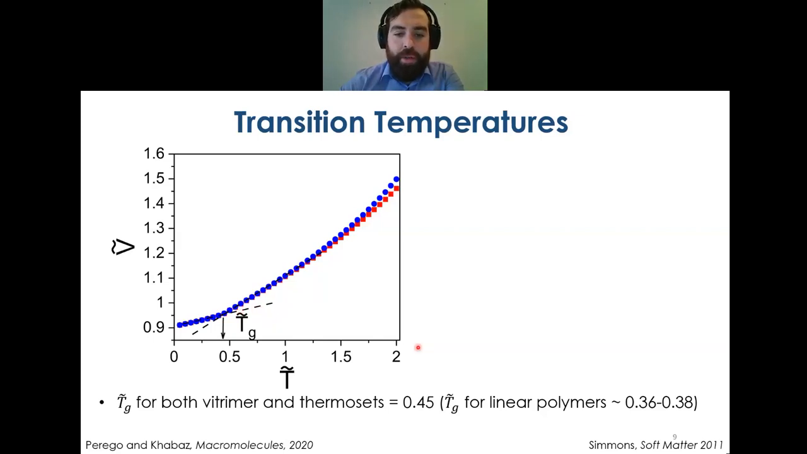And so we calculate that our Tg is around 0.45, which is higher than the Tg for the uncross-linked polymers, which is what we expected.